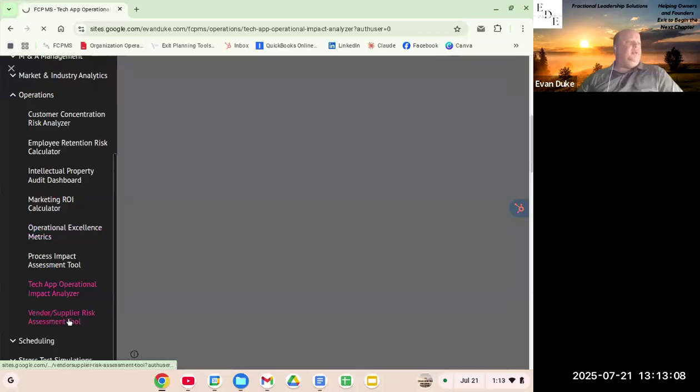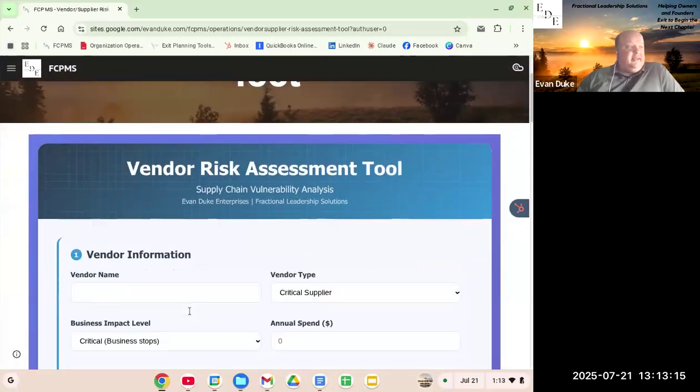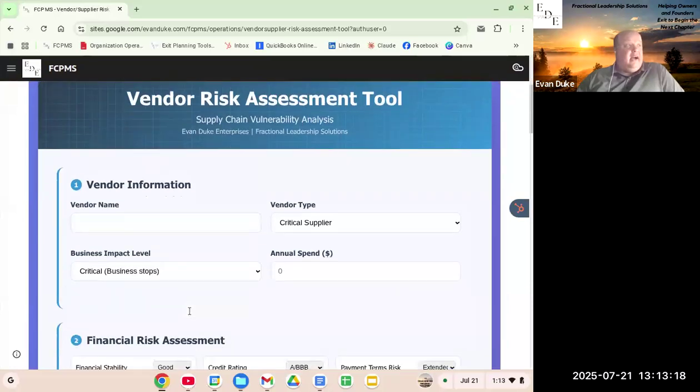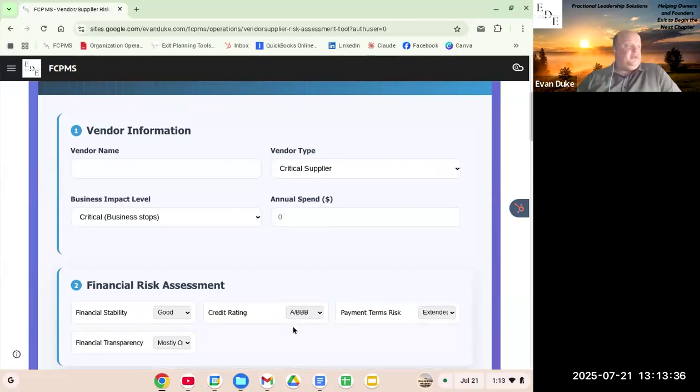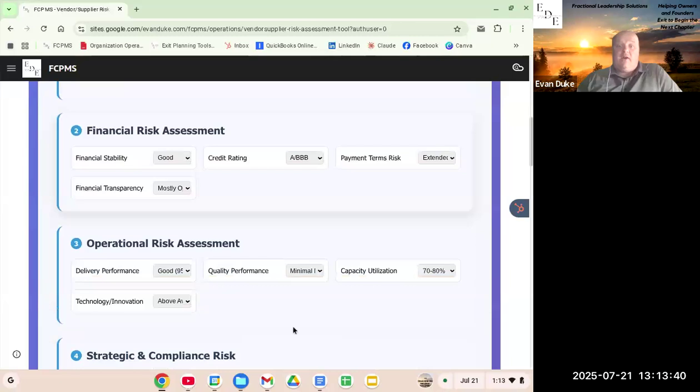The final tool that we have in this is the vendor and supplier risk assessment tool. Now, with this tool, what this is doing is analyzing our vendors and suppliers and just making sure that there are no issues in our supply chain that could cause a problem, which obviously, for those of us who remember the impact of the pandemic really well, this is a risk mitigation tool, which is aimed at trying to identify just how well off our vendors are.